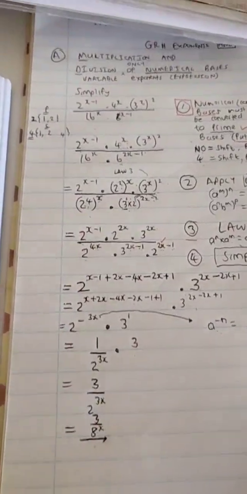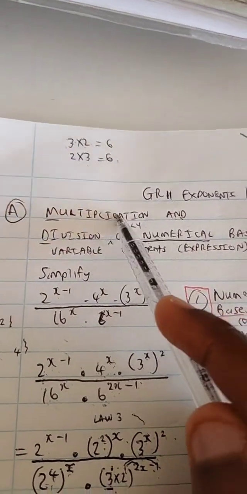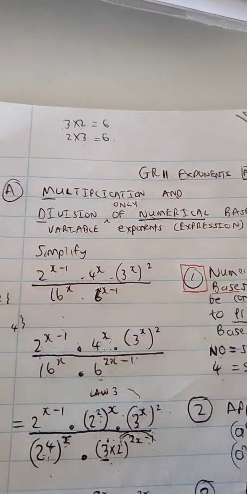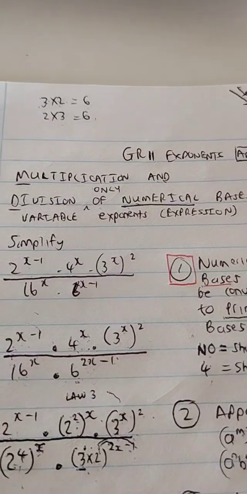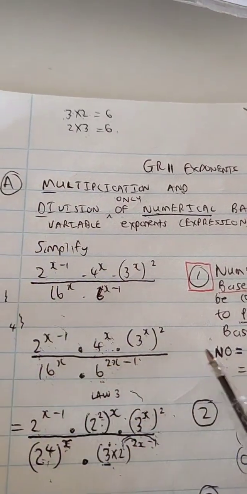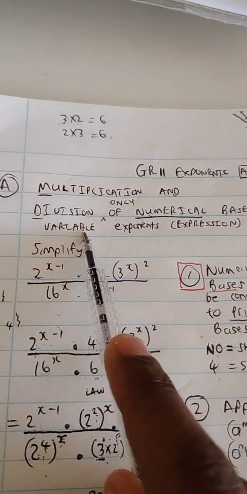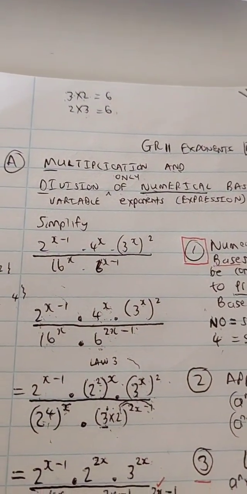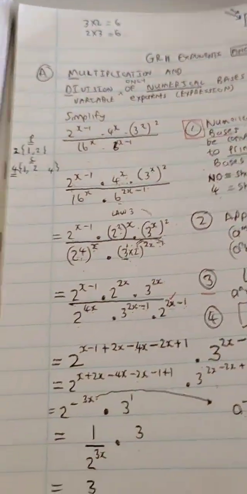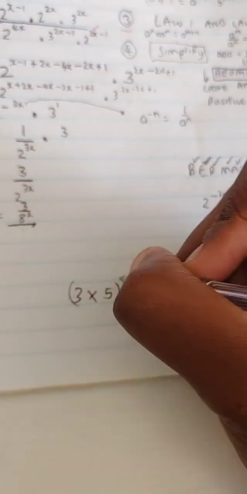So guys, I repeat, this is only when we have multiplication and division in our expression, and we have number bases with exponents as our variable. Does that make sense? Hopefully you understand.